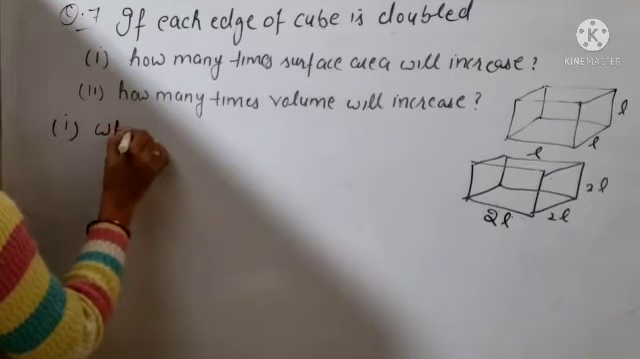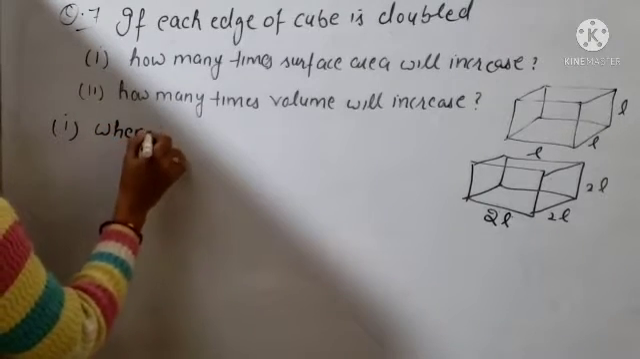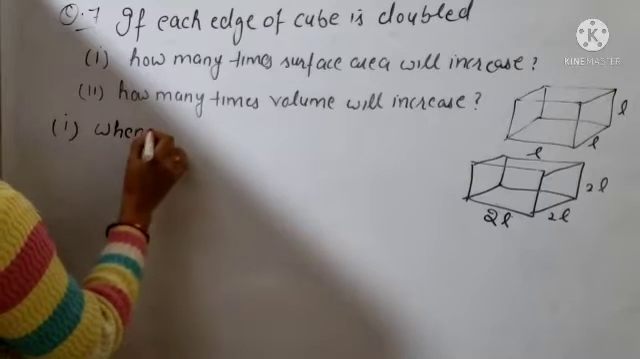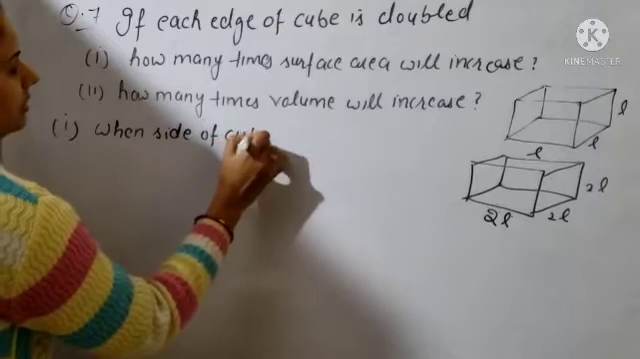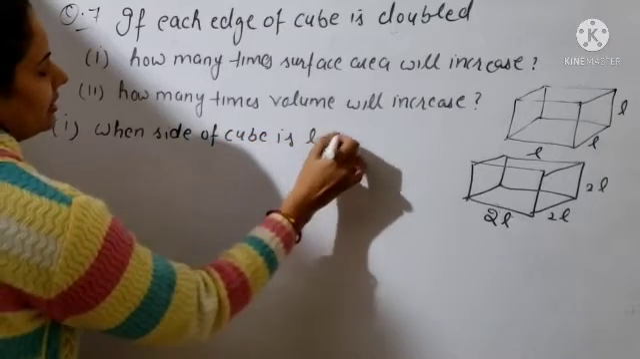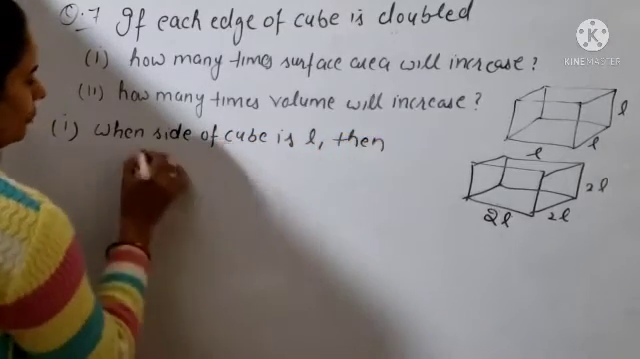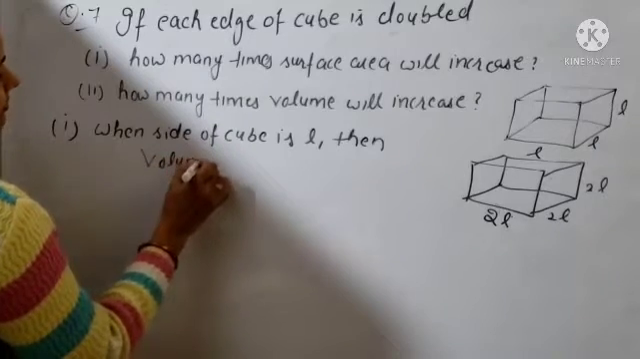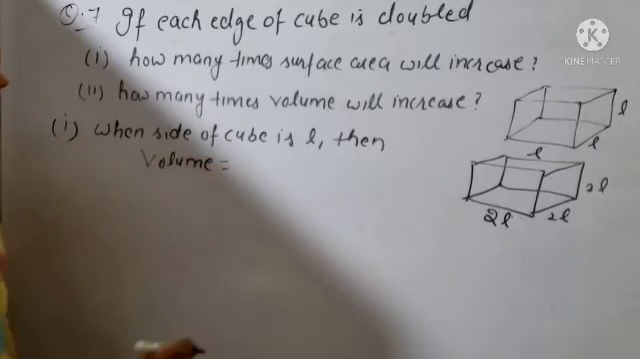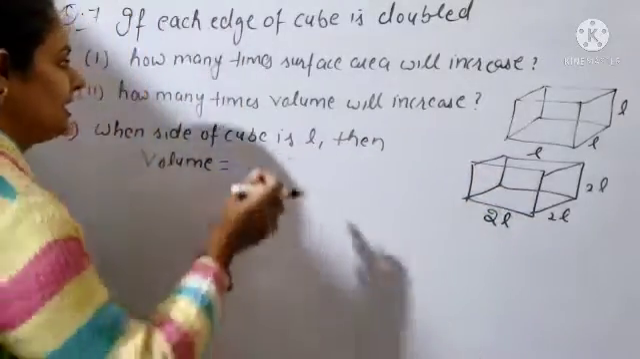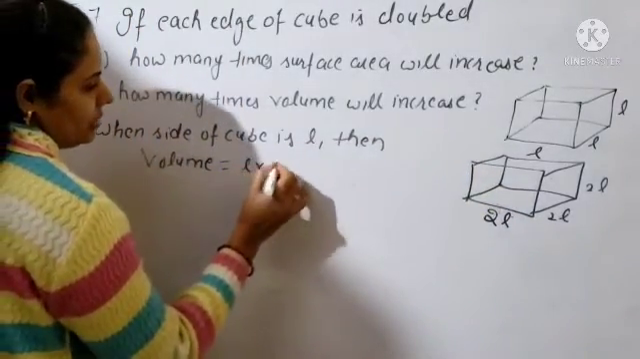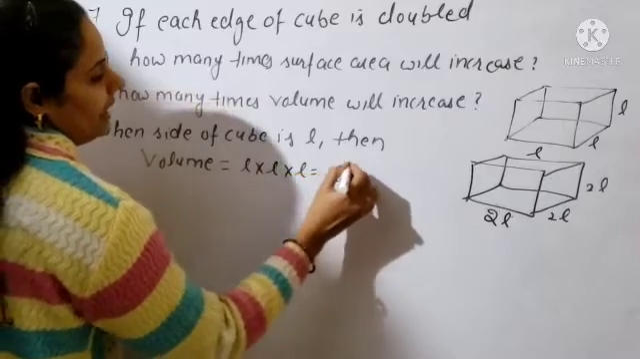When side of cube is L, then volume will be... what will be the volume of the cube? Volume means side into side into side, and all the sides are L, so it will be L into L into L, so it will be L cube.